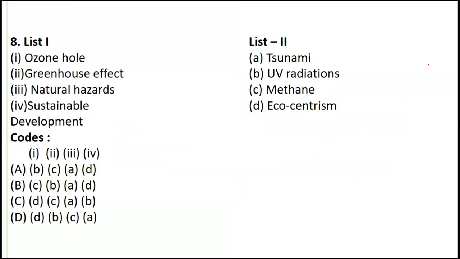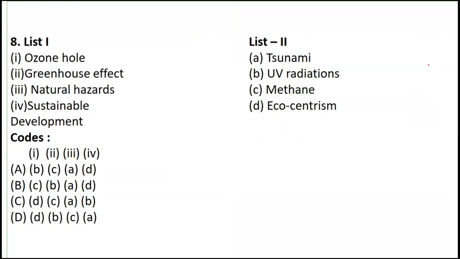Then we have list one and list two. In list one, we have ozone hole, greenhouse effect, natural hazards, and sustainable development. In list two, we have examples: tsunami, UV radiations, ultraviolet radiations, then methane and ecocentrism. So you have to match the pairs.